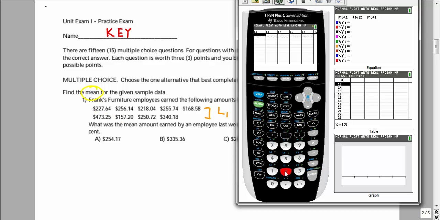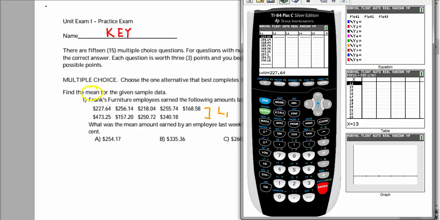Now we'll enter all of these values. We start with 227.64, hit enter, and then enter all the values. Be really careful about how you enter these, because even if you're off by a decimal or a single value, that can affect the results. I'm going to pause the video while I enter all of these values, and you go ahead and do the same on your calculators. Okay, I have all of my values entered. If we count these, we have 9 values.